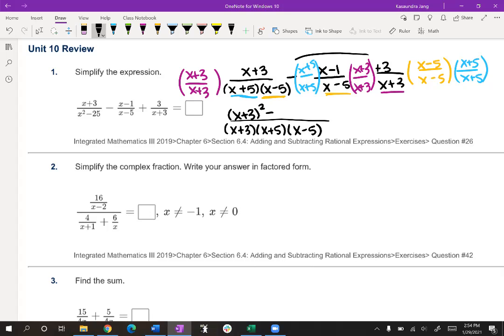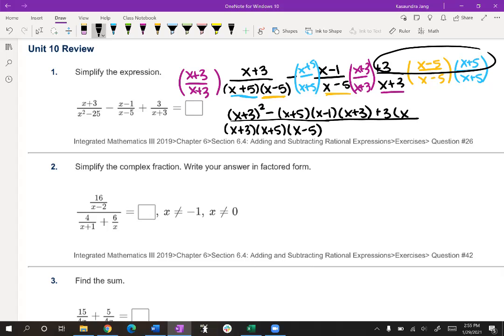Minus, all right, in the middle one, it's got three factors all multiplied. It's got an x plus 5, x minus 1, and x plus 3 all multiplied together. It's going to get a little longer here. And then my last part here has a positive 3 multiplied by the x minus 5 and the x plus 5. Whew, okay. Now, I do believe that Big Ideas would take this the way it is.